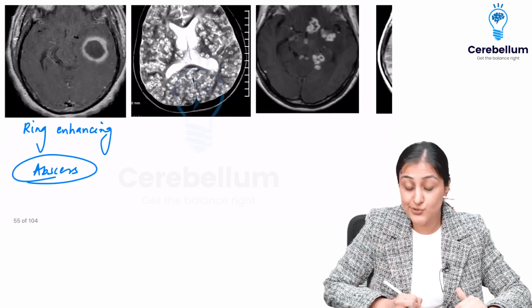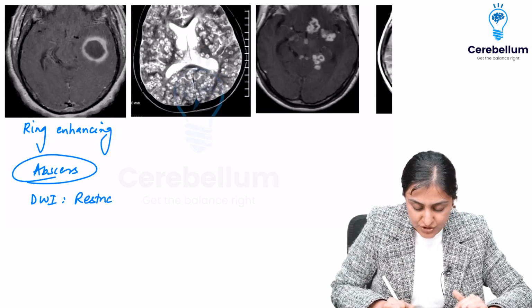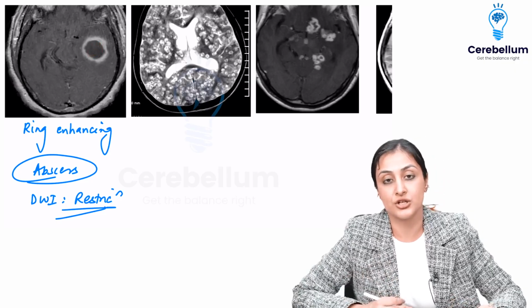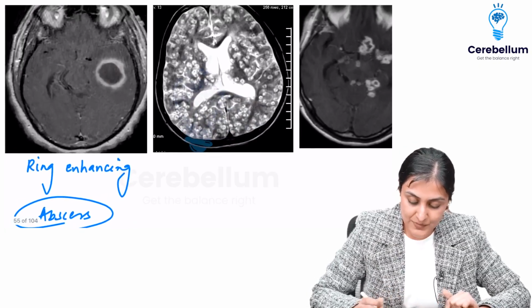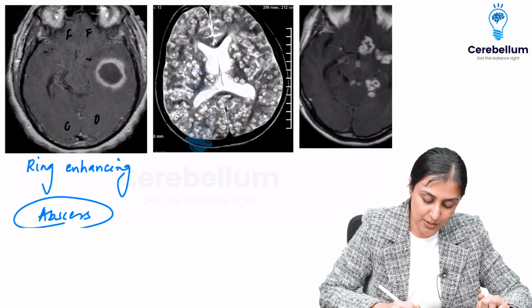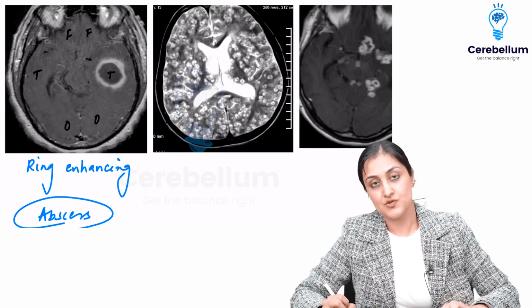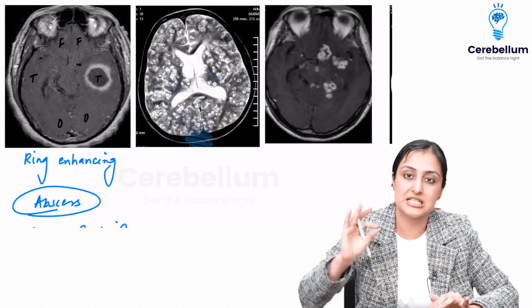If we do a diffusion weighted imaging, we remember this can show us diffusion restriction because of the pus in the central part. This will show restricted diffusion. So this is a ring enhancing lesion, which is an abscess. What part of the brain? You know these are the frontal lobes. These are occipital lobes. This is a temporal abscess here. All right, so this is how an abscess appears as a big ring enhancing lesion.